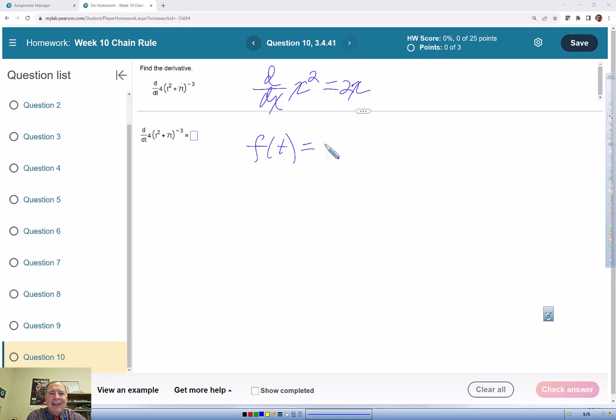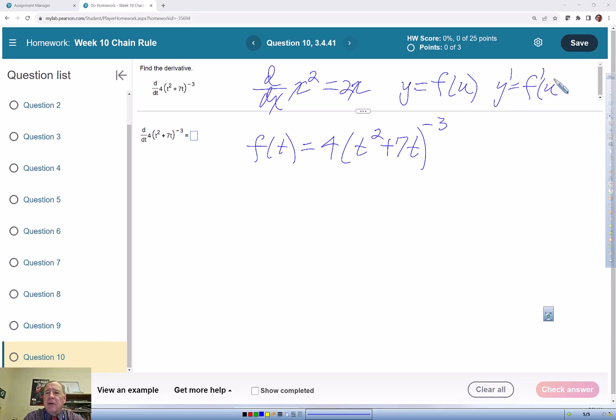F at t equals 4 times parentheses t squared plus 7t to the negative third. Then I'm going to write my version of the chain rule. If y equals f at another function u, so this is a composite function, y prime is the derivative of the whole function with respect to u times the derivative of the inside.